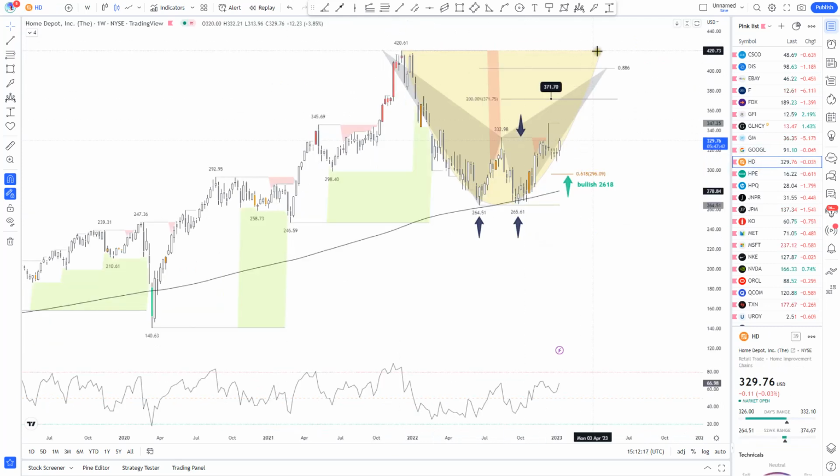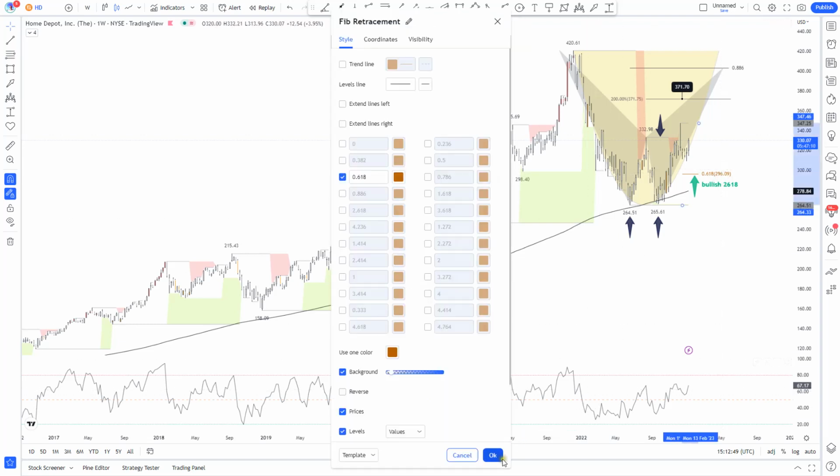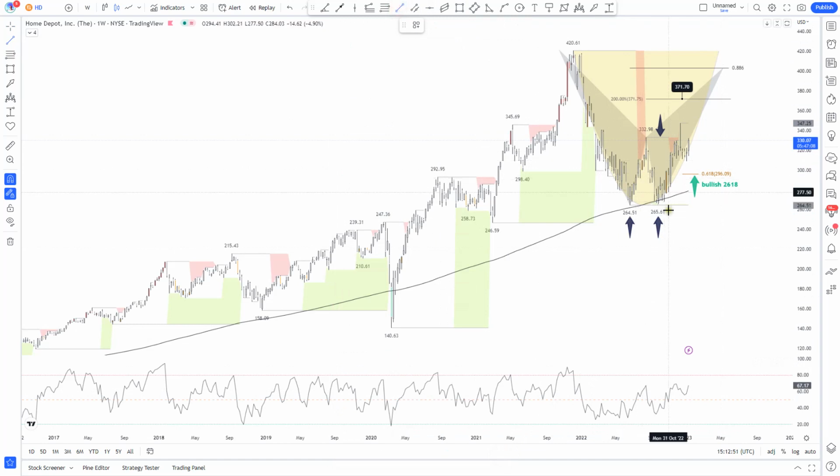Let's move forward. Home Depot. Let's see. We have the previous fractal at 332.98. We have this candle right there, scaring and threatening the violation of this fractal, and then rejected. But we have a new support here at 308. Eventual bullish 26.18 is now projected at 296. So this is the golden Fibonacci extension of the last move.